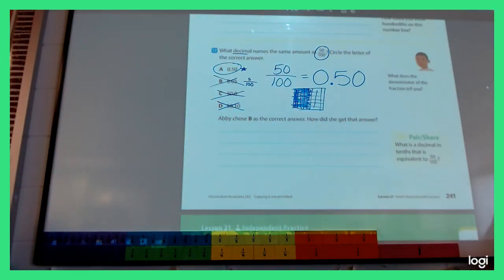Hayden, what are you thinking? I'm thinking she got that answer because she thought she took away the 0. Okay, she wasn't thinking about the 0. It's one way to think about it. Josiah? She thought the 0 had no value, so she just took it away. I think that's probably what she did.